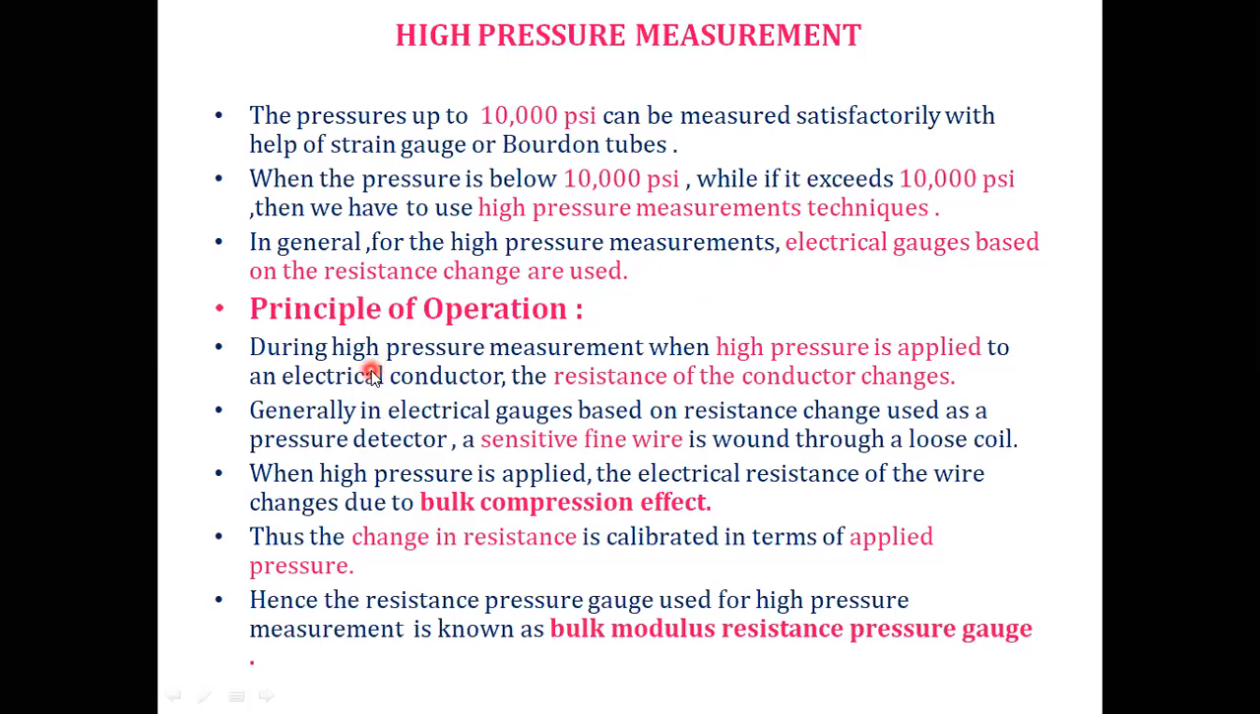Principle of operation: during high pressure measurements, when high pressure is applied to an electrical conductor, the resistance of the conductor changes. Generally, in electrical gauges based on resistance change, a sensitive fine wire is used as a pressure detector. It is wound through a loose coil.